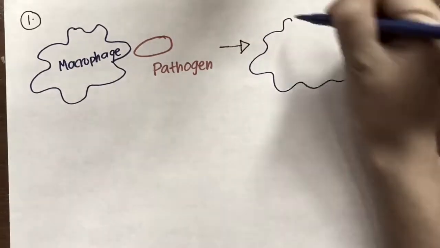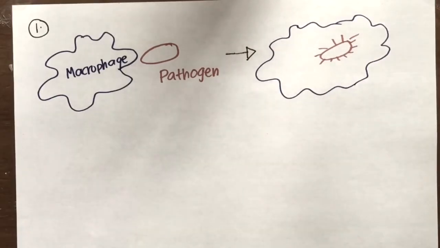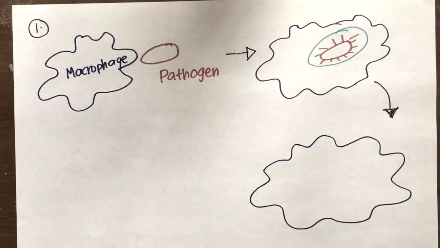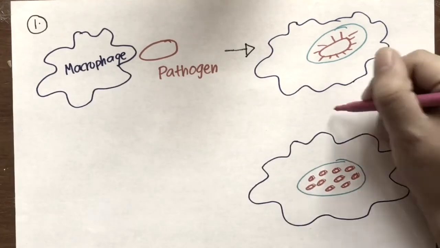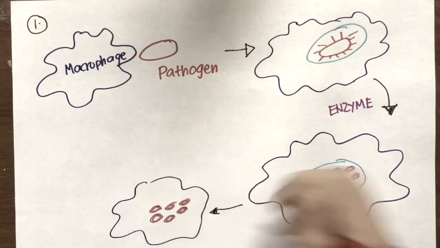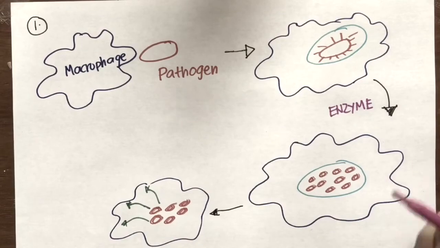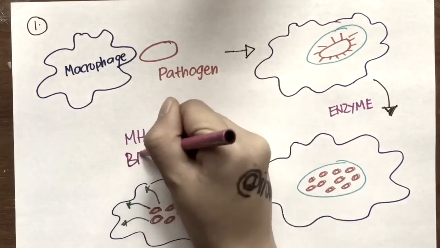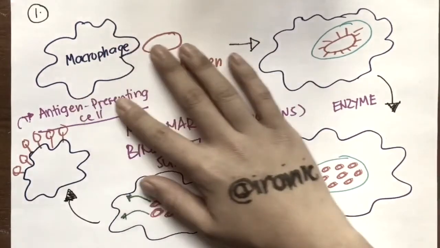The macrophage engulfs the pathogen using endocytosis, the process of taking in matter by a living cell into an endocytic vesicle. After the pathogen has been introduced into the endocytic vesicle, it is broken down into fragments using the power of enzymes. Next, the MHC proteins bind to the antigen fragments and then transport them to the surface of the cell. The cell now displays these fragments on the surface and is now called the antigen-presenting cell.